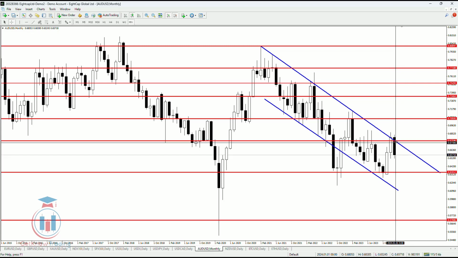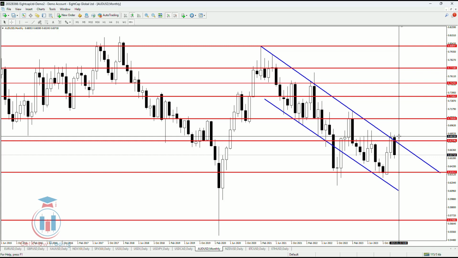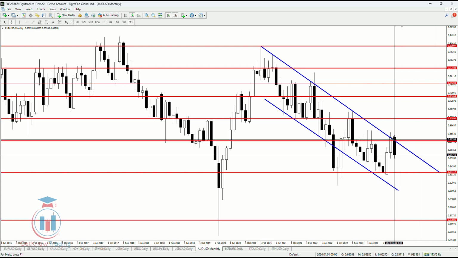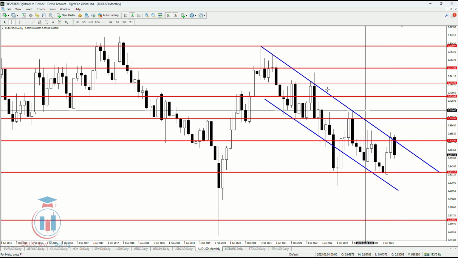For now, as it looks, I'm not expecting that the price will, in those 3 days, return all the way back up, closing above 0.67, just to validate the previous month's bullish breakout. So this is not the scenario that I'm expecting to see.